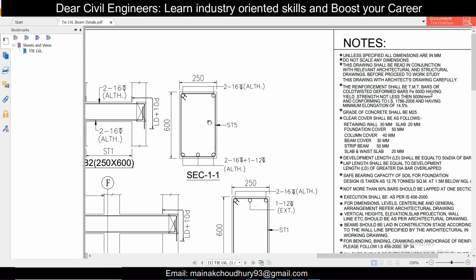So here, if you closely observe, this bend is a 90 degree bend, this bend is also a 90 degree bend, this bend is also a 90 degree bend. So there are 3 90 degree bends here.